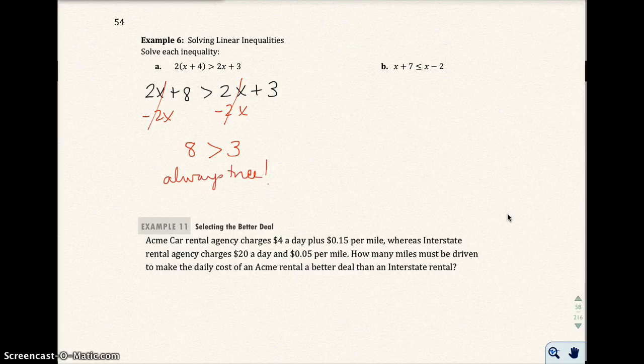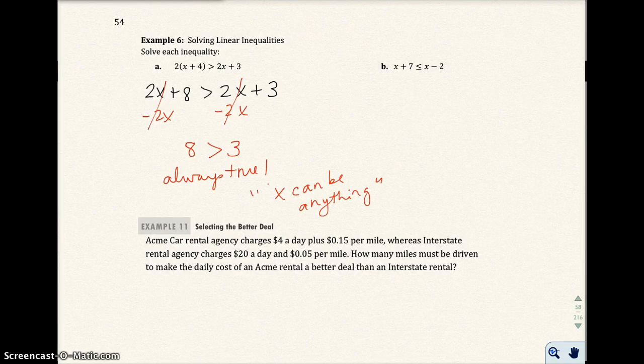And we talked about this when we talked about solving equations. If you get something like this and your variables disappear, that means you'll either get something with no solution or all real solutions. So what this is basically saying is 8 is always greater than 3. That means that x will have any value of x we find. So x is the set of all real numbers. x can be anything, right?